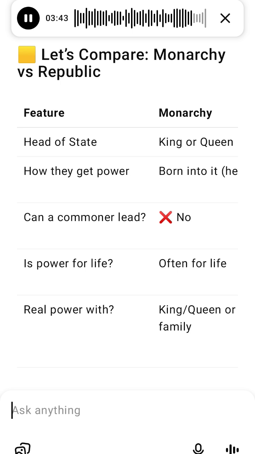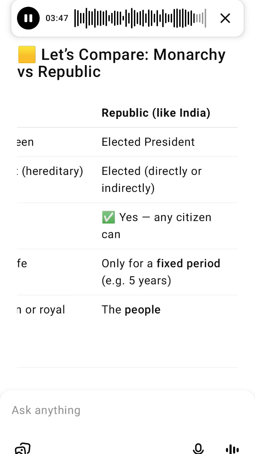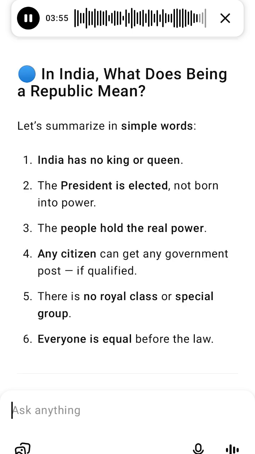E. Equal opportunity for all. All public offices, like president, PM, judge, collector, etc., are open to everyone, no matter your caste, religion, gender, language, or region. If you have merit, you can rise.